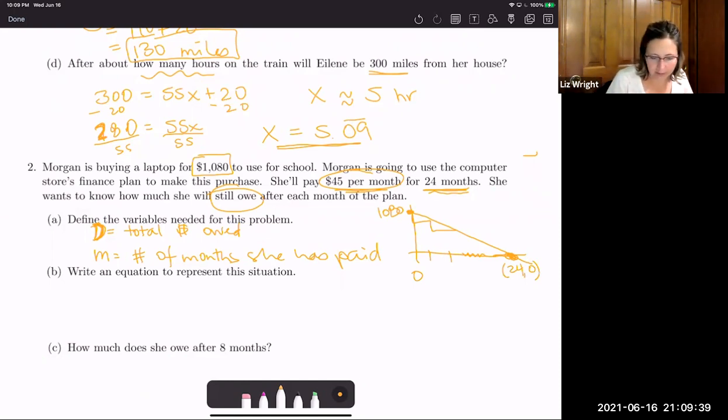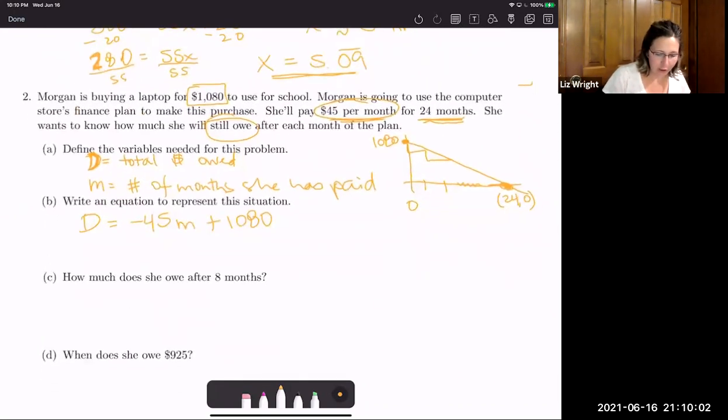So okay, let's come back over here. Let's write our equation. So the total debt that I owe would be, you can think about subtracting, like we're taking off $45 per month. And what did we start at? What's our y-intercept? At 1,080 for that.